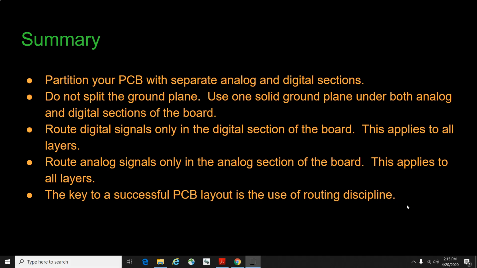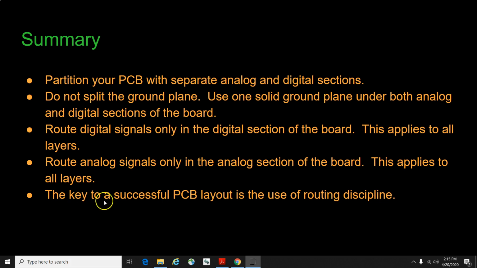Now this slide is basically the summary of what we have covered in this lecture. It says: partition your PCB with separate analog and digital sections. Do not split the ground plane. Use one solid ground plane under both analog and digital sections of the board. Route digital signals only in the digital section of the board. This applies to all the layers. Route analog signals only in the analog sections of the board, and this applies to all the layers.